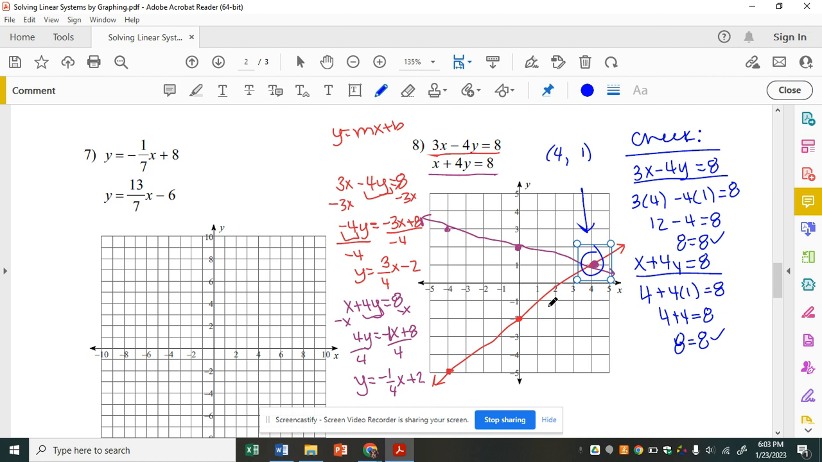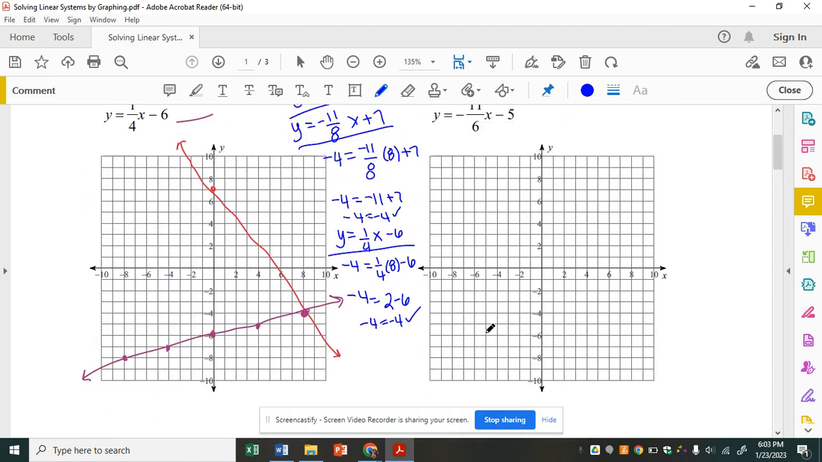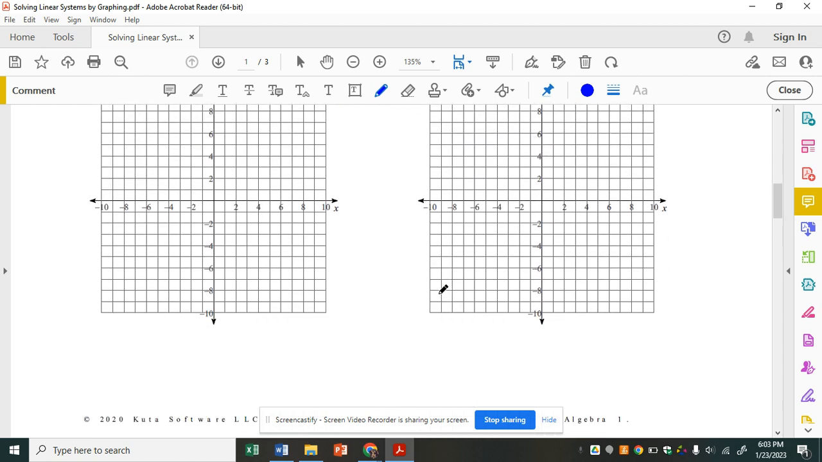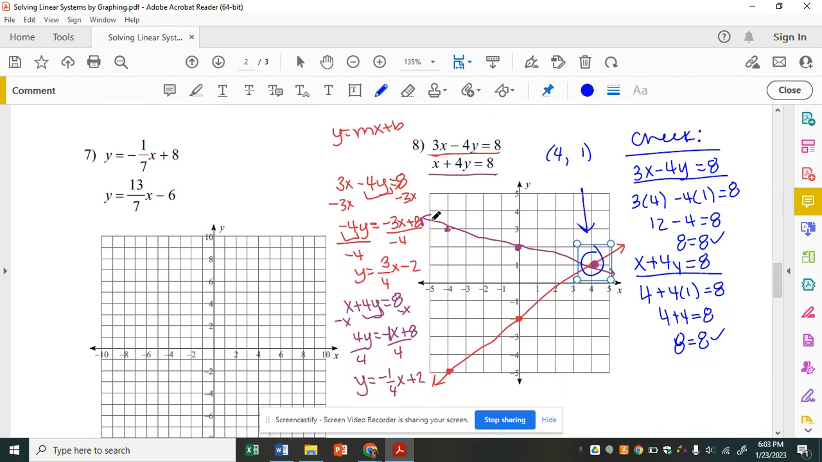My expectations for this, when you turn it in on Classroom, are that I need to see all of your work. On questions 1 through 7, I need to see your equations graphed, and I need to see this entire check. On questions 8 through 14, I need to see all of the work of you rewriting your equations and then graphing them, and then I also need to see this work on the check.